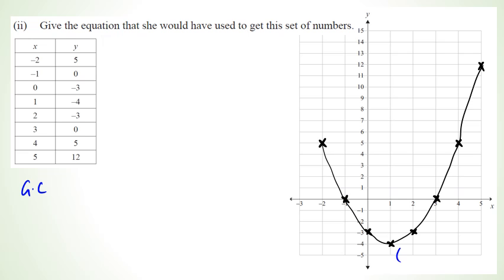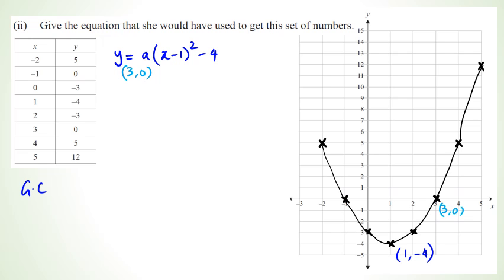So in vertex form, my vertex is at 1, -4, which means I could write this as y equals A times (x minus 1) squared minus 4. Now, I've got to figure out what the A value is, so I need to choose a point to substitute. Always remember, pick an easy point to work with. In this case, I'm going to work with this point right here, which is 3, 0.